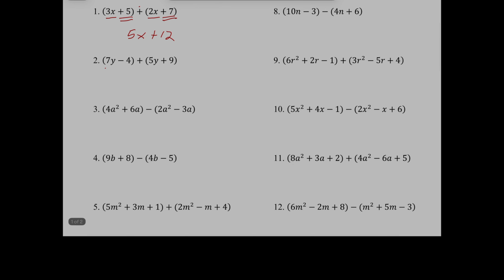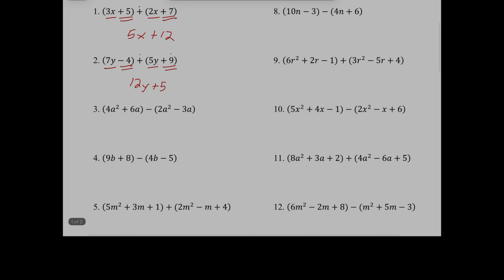Now let's look at this one. I have a 7y and a 5y, and a negative 4 and a positive 9. The plus sign means I just combine them. 7y plus 5y is 12y. Negative 4 plus a positive 9, signs are different. Subtract, keep the sign of the bigger number, which is positive. I'm just adding negative 4 and a positive 9.